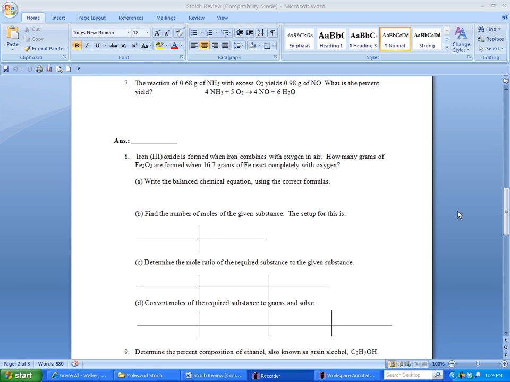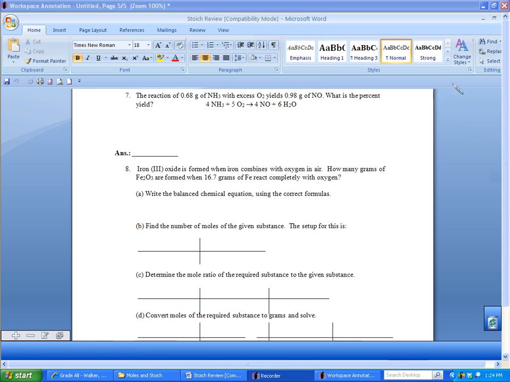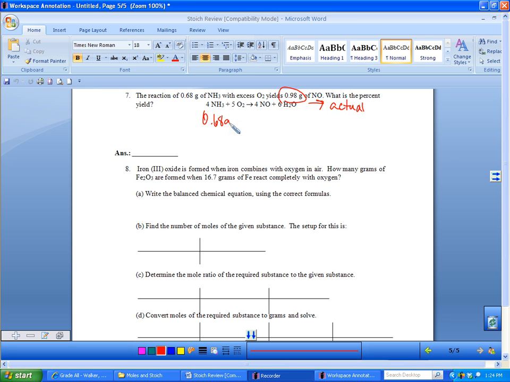All right, so we're going to go back now and start with number 7. And number 7 says we need a percent yield, so we need to find the theoretical first, and then we know the actual. Here's the actual. That's what they actually got in the lab. Now we want to try to find the theoretical, so I'm going to start with 0.68 grams of NH3. 0.68 grams of NH3. And I'm going to see how much I can make of that.